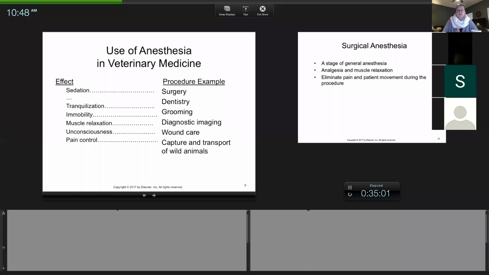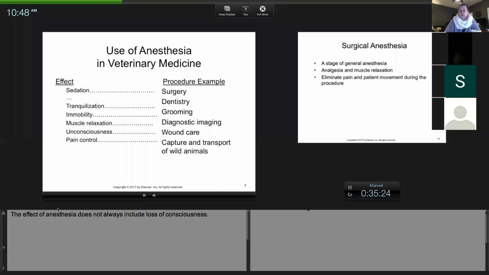But I want you to be able to tell me, if I say general anesthesia, or surgical anesthesia, is for surgery like a spay or neuter. If I want to trim nails or clip some mats, that might just be sedation. Tranquilization is when we get into capturing wild animals, and that's a deeper level, okay?